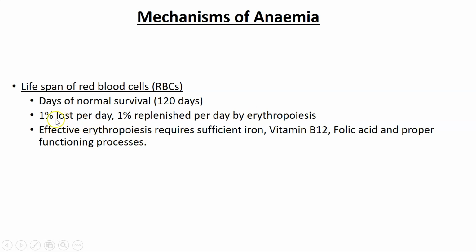But effective erythropoiesis requires, as I've alluded to before, sufficient nutrients such as iron, vitamin B12, and folic acid. Sometimes it says folate, or sometimes it says folic acid. It's the same thing. So it requires sufficient amounts of these nutrients, but it also requires that your genetic regulation for the processes that produce red blood cells works properly as well. So it requires both of these to be working properly.